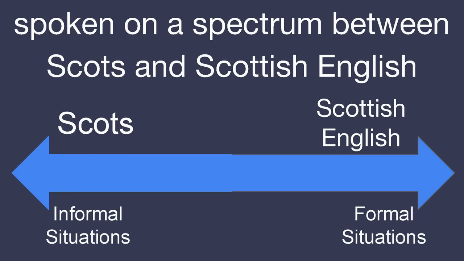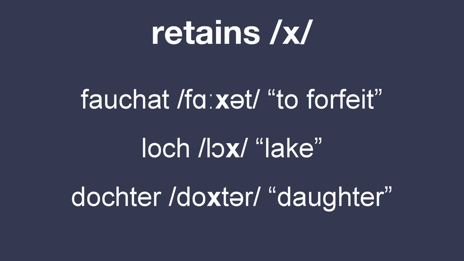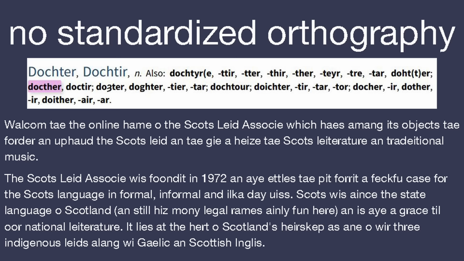People who speak Scots often speak it on a spectrum between Scots and Scottish English, with the latter prevailing in more formal situations and Scots for informal scenarios. The consonants and vowels are generally similar to those in English, though it maintains a velar fricative kh, which is very rare in English, occurring in few varieties. Scots, like many other minority languages we'll see, has no standardized orthography, though spelling is generally based on English with a bit of a Scottish flair.